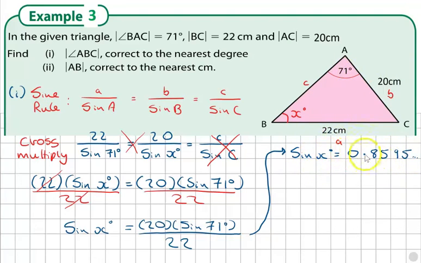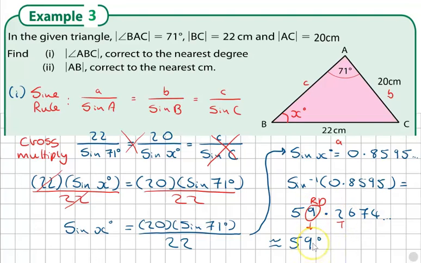When we do not know the angle, we use the inverse. So sine to the power minus 1. So you press shift and sine, and a bracket will open. You input 0.8595 and close your bracket, and equals. And you get 59.2674. And we've been asked to round off to the nearest degree. So the 9 is the rounding digit, the 2 is the telling digit, the 2 tells the 9 to rest. So we get approximately 59 degrees. So the angle ABC is approximately 59 degrees.